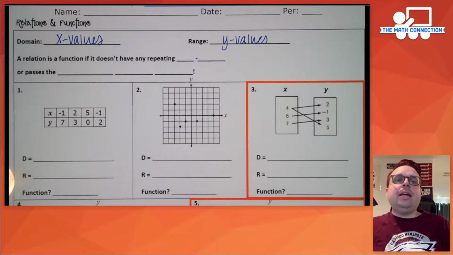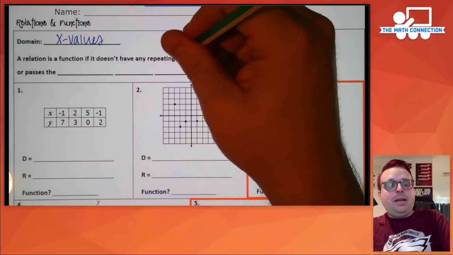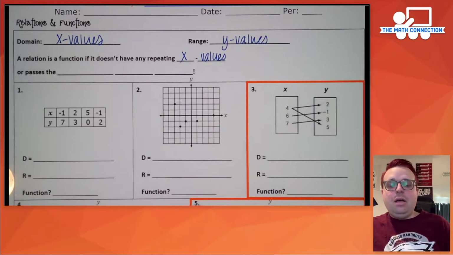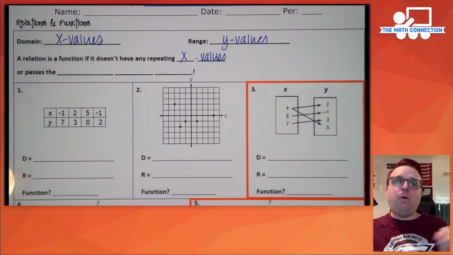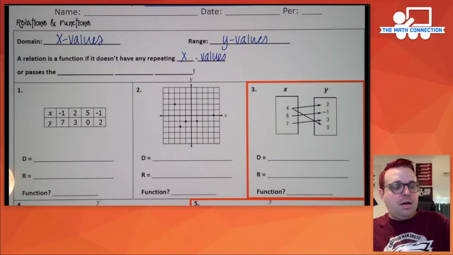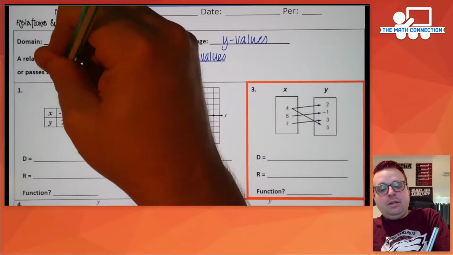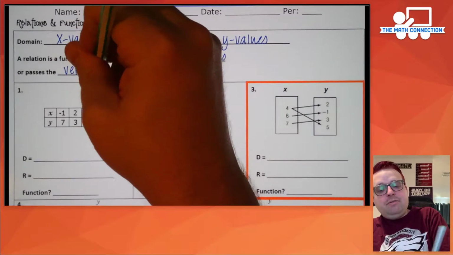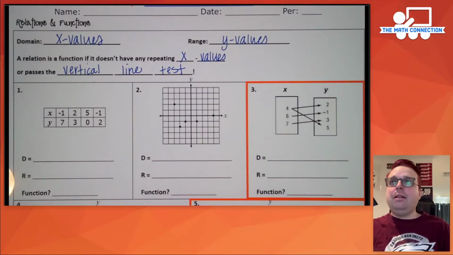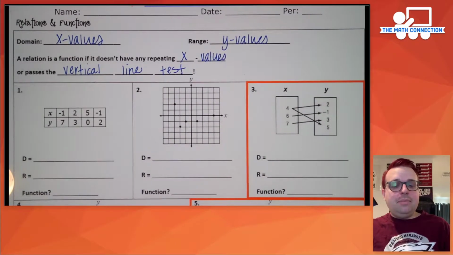And for a relation to be considered a function, that means you have to have no repeating x values. So none of the x values will repeat. And another way to do it is by just looking at the graph of all those points plotted out. If that passes the vertical line test, then it's a function. So we're going to fill in vertical line test here in this blank. Lovely. Okay, so let's look at some domain and range and to tell if it's a function or not.